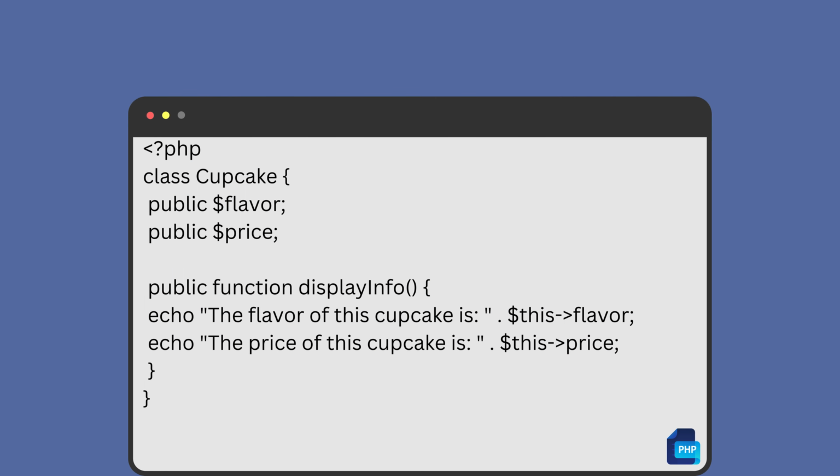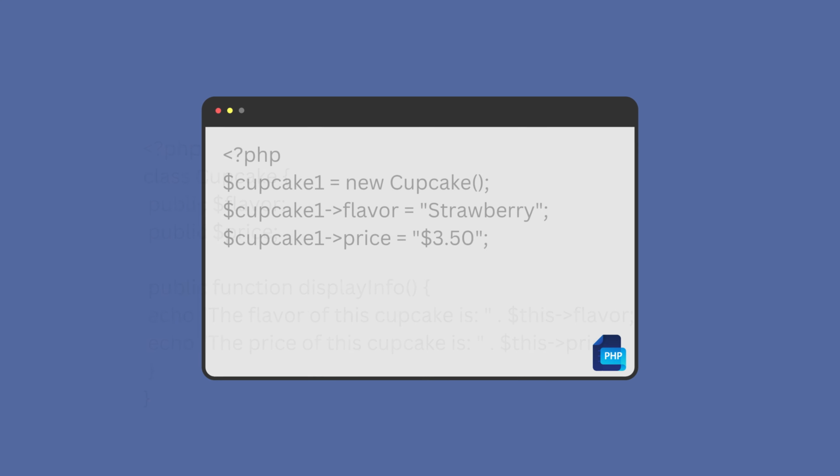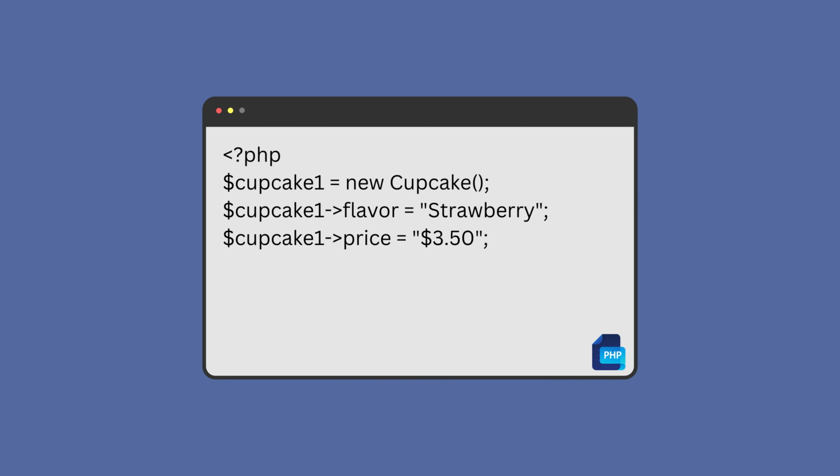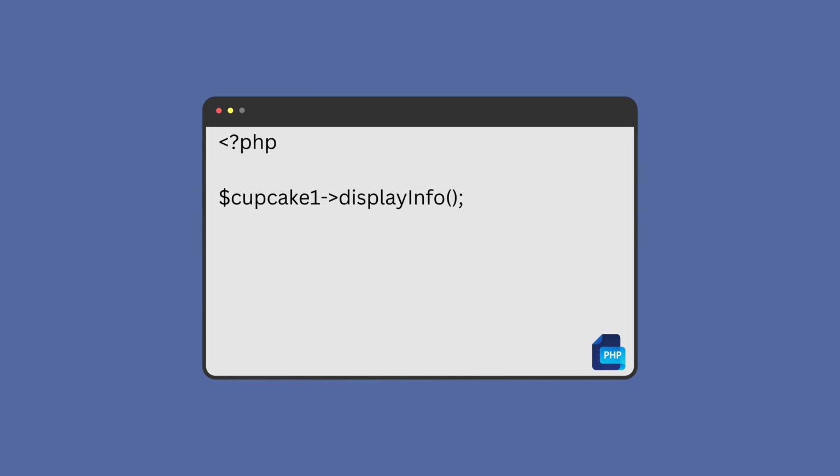To create an object from this class, you use the new keyword, like this, and then to use the display info method, you would just call it on the object like this. So there you have it, a basic introduction to classes in PHP.